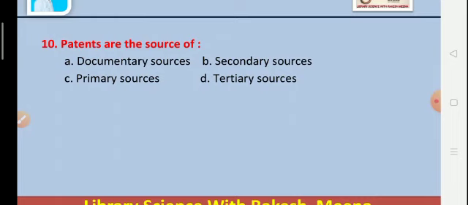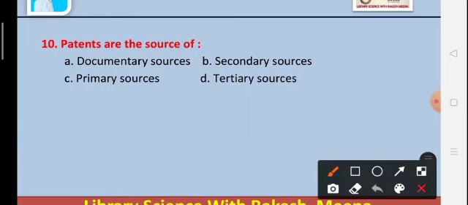Option C is the correct answer for that question. Yes, patents are the primary source of information and data. Option C is the correct answer.